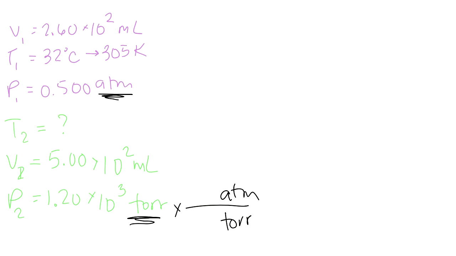So you should see that the conversion is 1 atmosphere is equal to 760 torr. So that's going to give us a P2 of 1.58 ATM. So now, again, we're just going to plug and chug.